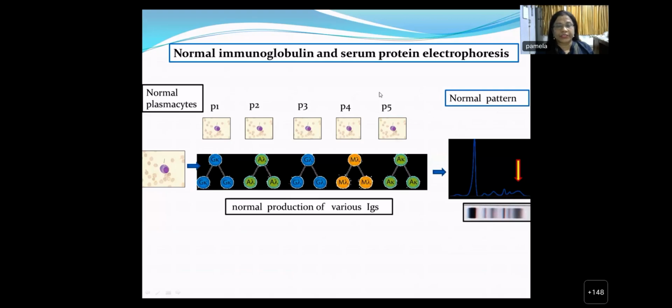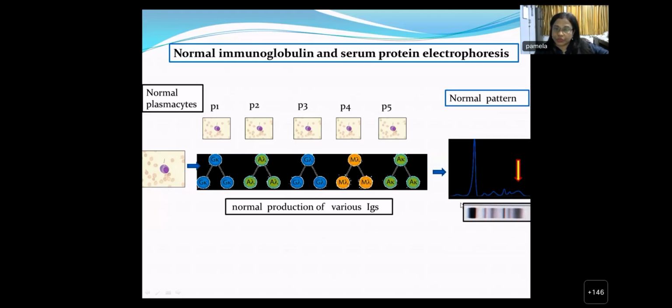Now this picture will explain what a normal sample looks like on electrophoresis. These are all normal plasma cells, producing normal immunoglobulins, each programmed for a specific type of immunoglobulin. So in a normal person, normal production of various immunoglobulins gives you a pattern like this. This is an electrophorogram, and this is the electrophoretic pattern, which I will show you in detail in my next slide.